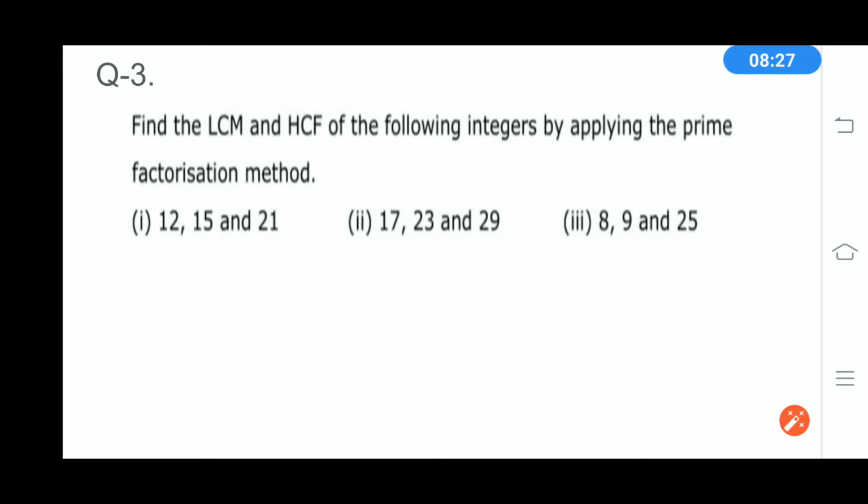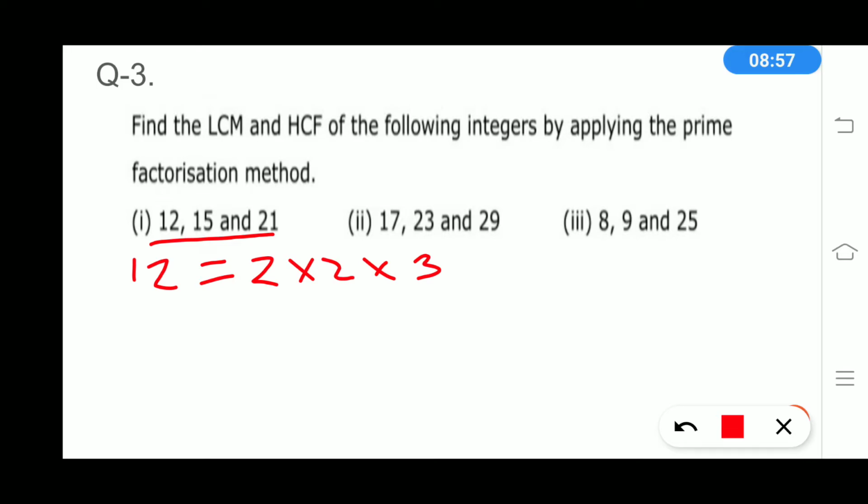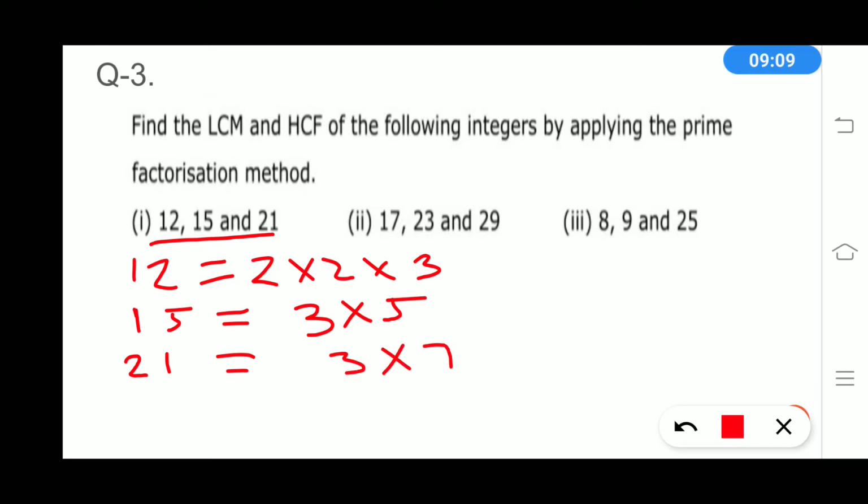next question number 3. Find the LCM and HCF of the following integers by applying the prime factorization theorem. Prime factorization theorem means, the same rule, a number expressed as a product of primes. Here three numbers are given, so 12 equals 2 into 2 into 3. Okay, 15 equals 3 into 5, and 21 equals 3 into 7.